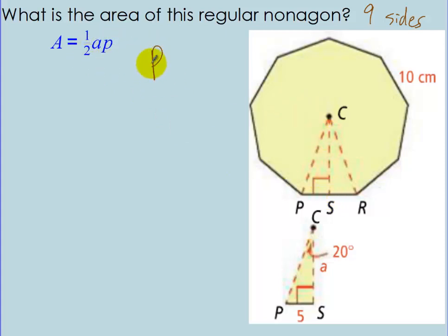Well, what's our perimeter in this case? It's a nonagon, and there's 10 centimeters a side, so the perimeter is going to be 90 centimeters. That's easy. Now, finding the apothem A is going to be the tricky part here.